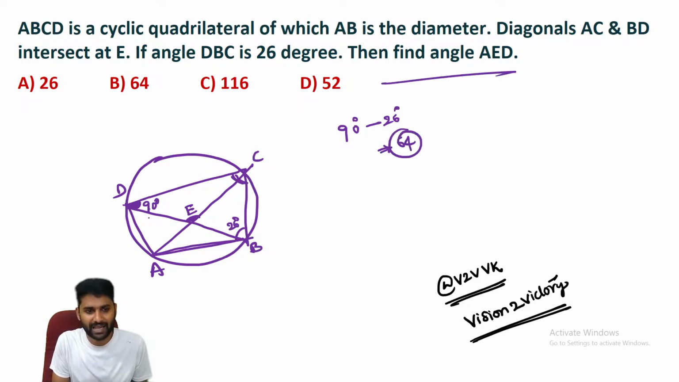Here the question is to find the angle AED. So the angle AED is exactly equal to 64. If you want this angle, just subtract it from 90 degrees. This is the basic property in the cyclic quadrilateral.